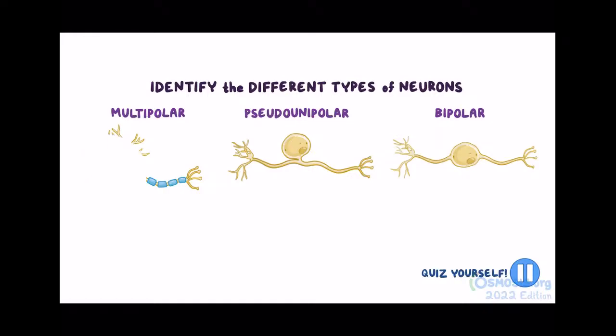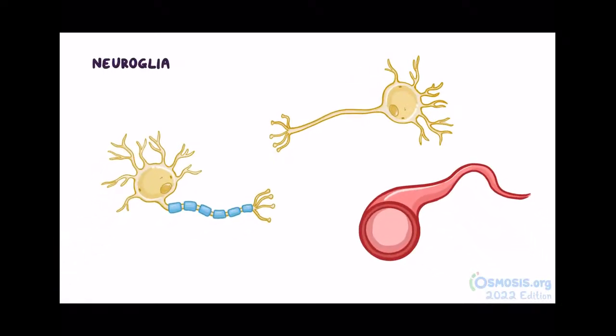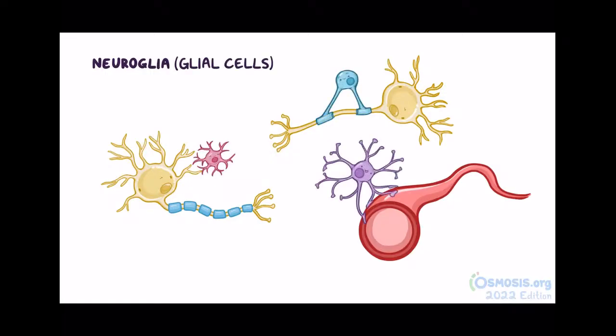Great! Now, neurons are a bit like humans. They always need someone for support. And that's where neuroglia come in. Neuroglia, or glial cells, are the only other cell type found in the nervous system. And although there are several different types of neuroglia, they all function in some way to support and nourish neurons.